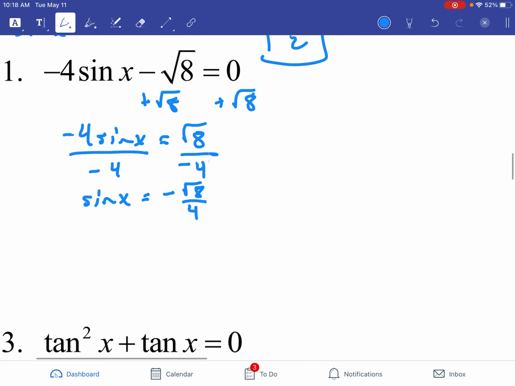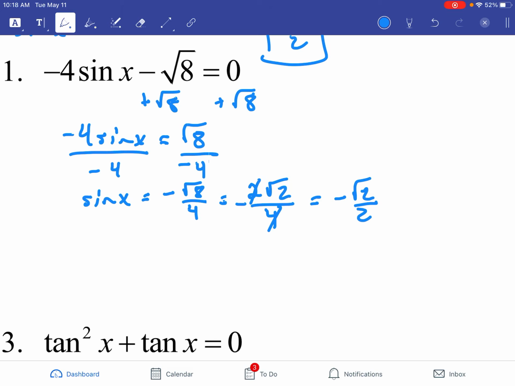All right, I'm going to give you a little hint. I know we didn't really do this in class, but this is part of the review, so it's not a big deal. I'll show you what it is. If you could reduce the square root of 8, you would get 2 root 2 over 4. These would reduce, and you'd get negative root 2 over 2. Now, that's something we didn't really go over in class too much, but that's because we ran out of time. So we have sine of x equals negative root 2 over 2.